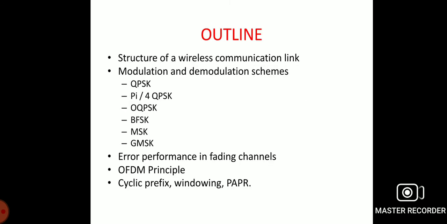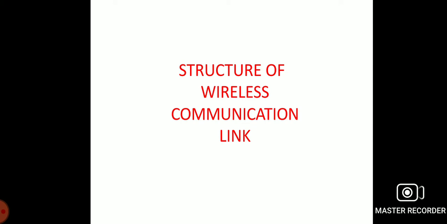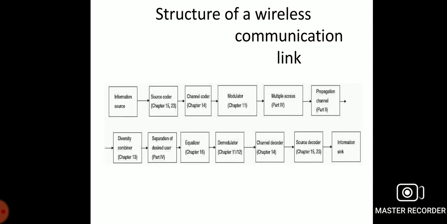In the first session we are going to discuss the structure of wireless communication link, and also the modulation and demodulation schemes, error performance, and the OFDM principles. Now we can move to the structure of wireless communication link. So this is a general block diagram of a wireless communication link. The functionality of hardware units in a wireless communication link is discussed in this session. A simple structure of a wireless link.